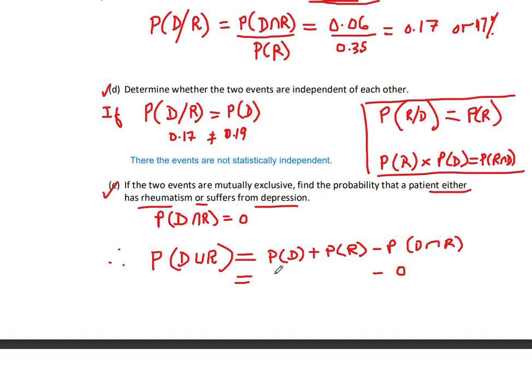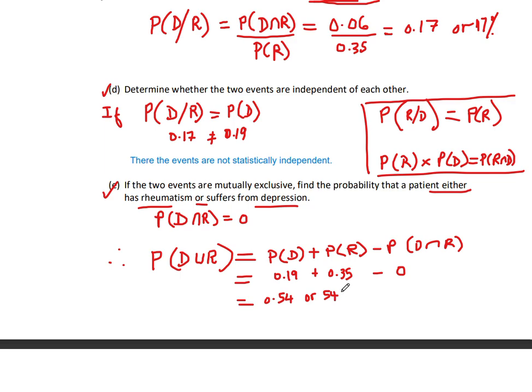We know that the probability of D from the question is 0.19. That's the probability that a person is depressed. We know that the probability that a person suffers from rheumatism is 0.35, and again the intersection is 0 because the two events are independent of each other. So this will give us an answer of 0.54 or 54%.